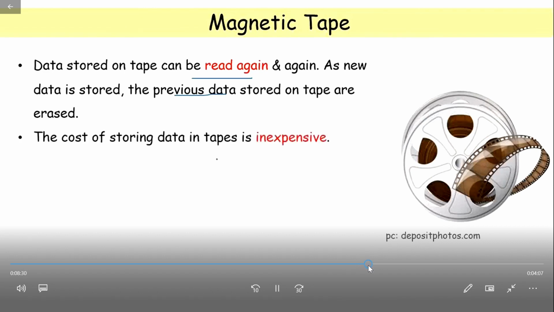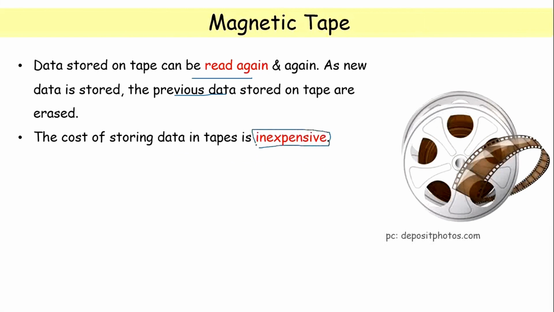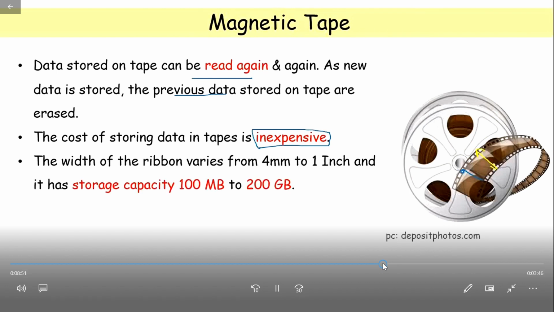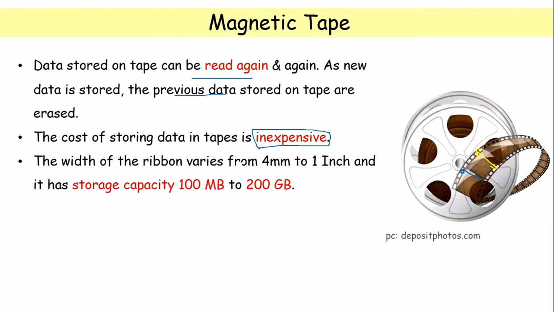The cost of storing data is inexpensive. The width of the ribbon varies from 4 mm to 1 inch, and it has a high storage capacity of 100 MB to 200 GB.